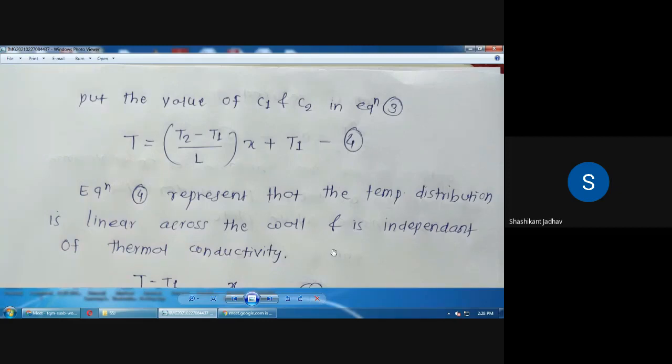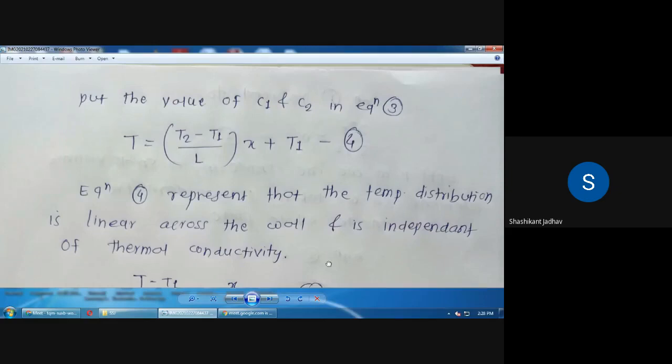ओके, so equation 4 represents that the temperature difference is linear across the wall and it is independent of thermal conductivity. So this temperature does not depend upon the thermal conductivity. It depends only on the distance, that is x. So T is equal to (T2 minus T1) divided by L, into x, plus T1. This is the equation of the straight line. So from that we say that the temperature distribution across the wall is linear.